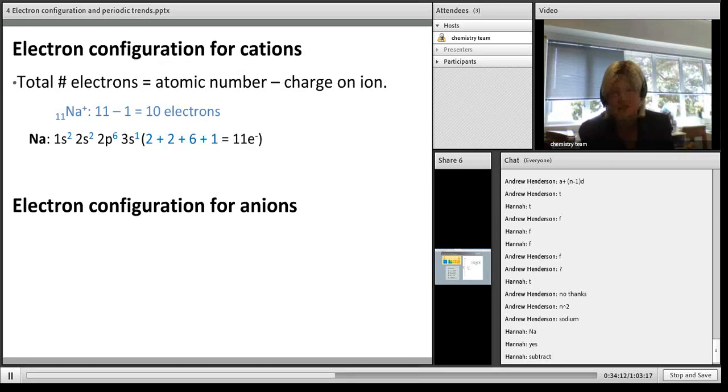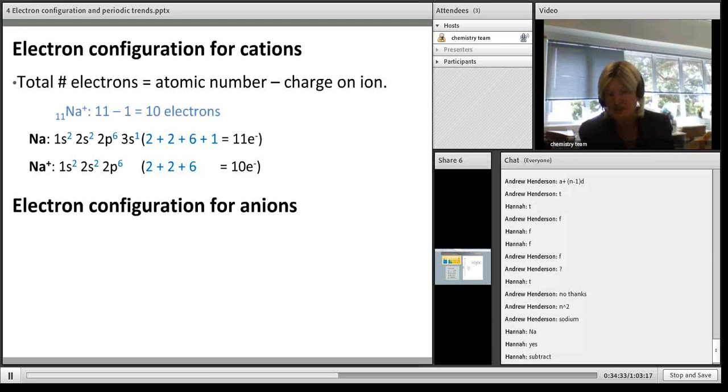I subtract, correct. So the one I've given there is sodium. If I have the sodium element, I've got 11 electrons, so it goes all the way to 3s1. But if I've got the sodium ion, and you've got to be very particular about which one you're using, put a plus to show you're doing the sodium ion.